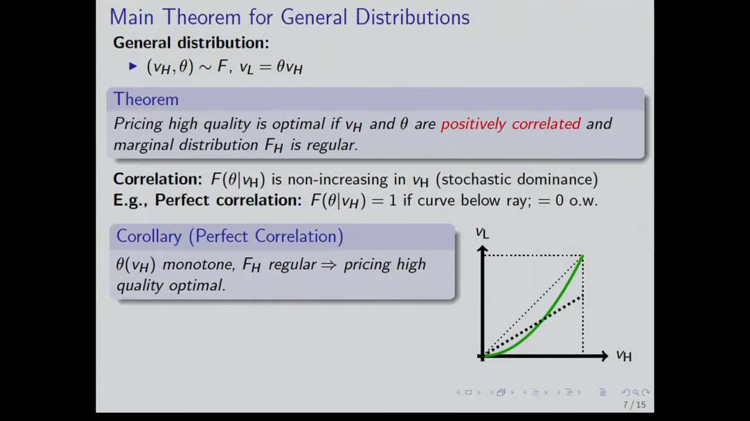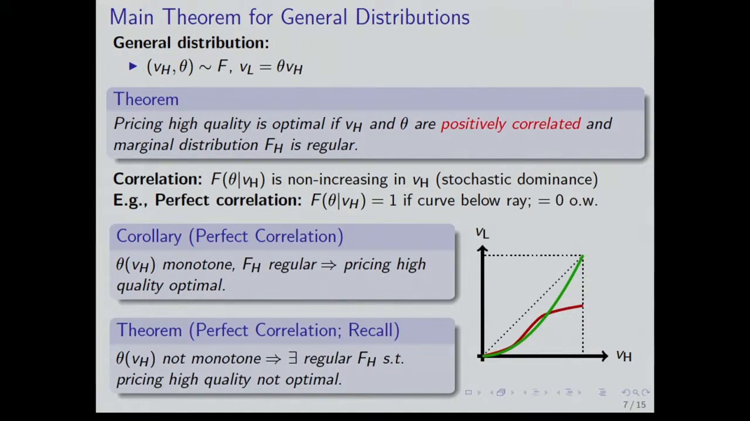So this is the corollary of the main theorem for perfectly correlated instances, saying that if this theta function is monotone and f is regular, pricing high quality is optimal. Let's compare that to the theorem that we had before, which was when it is not optimal. It was saying that if theta is not monotone, then P is not optimal. So in this case, we have actually a tight characterization of when this is optimal.